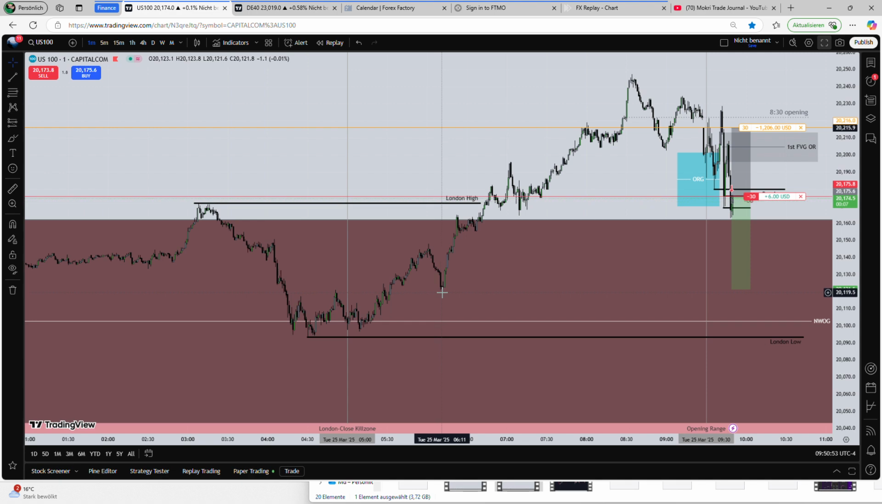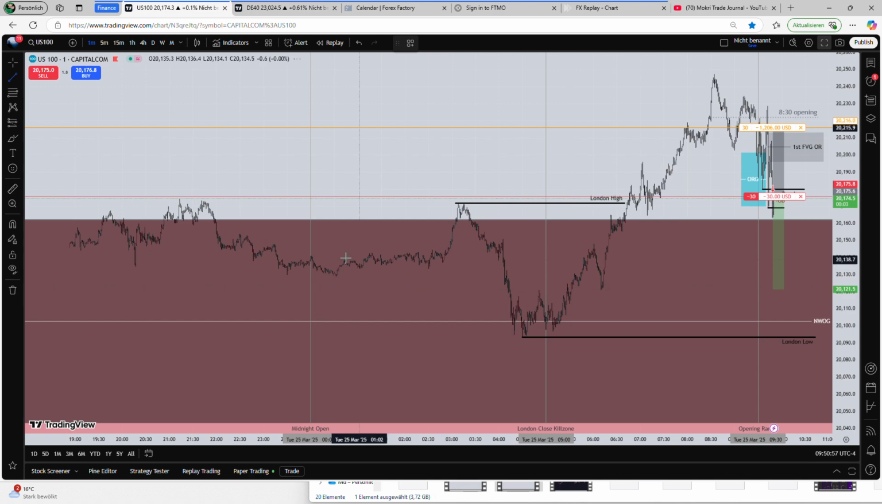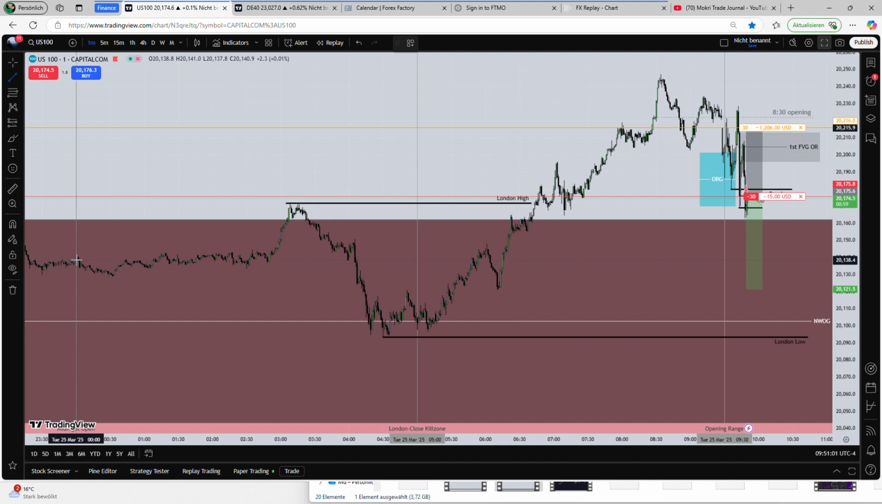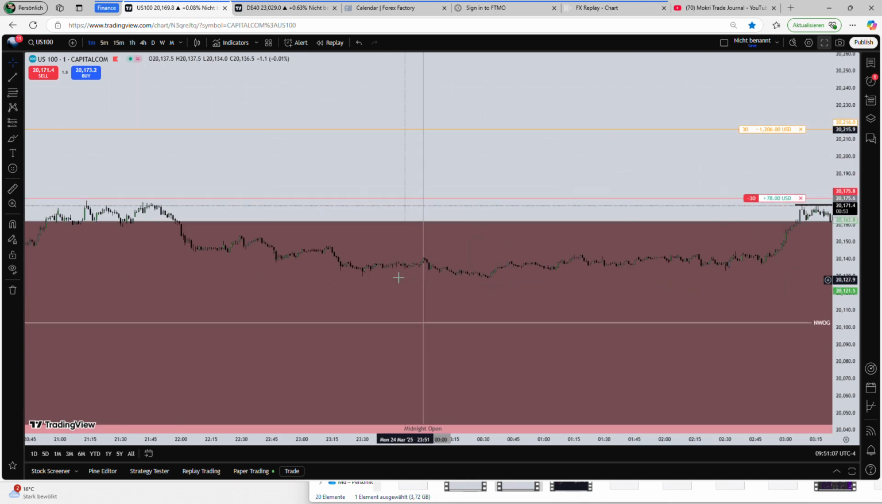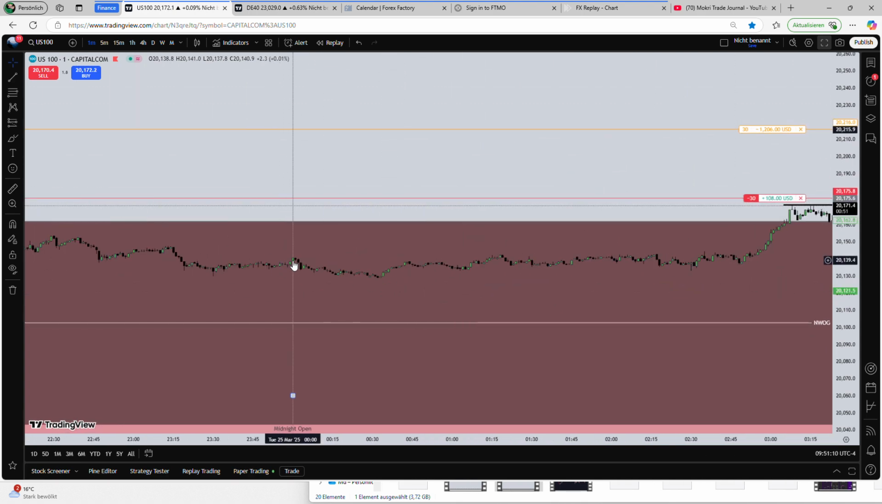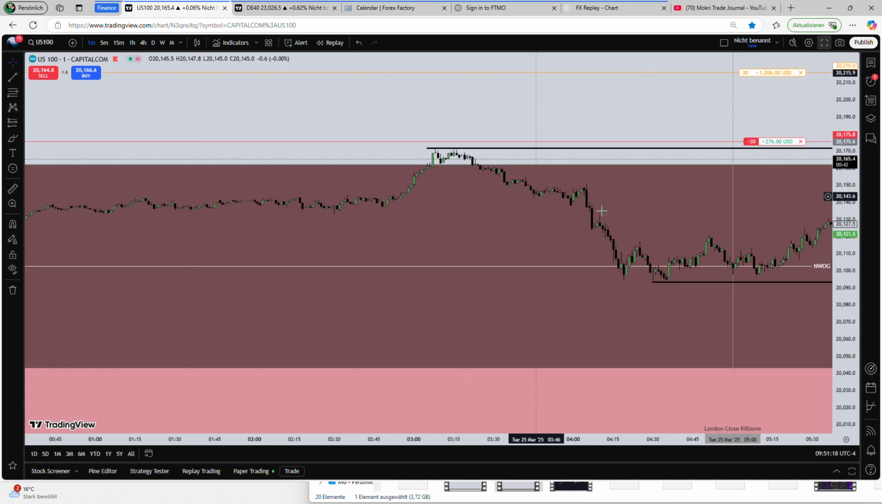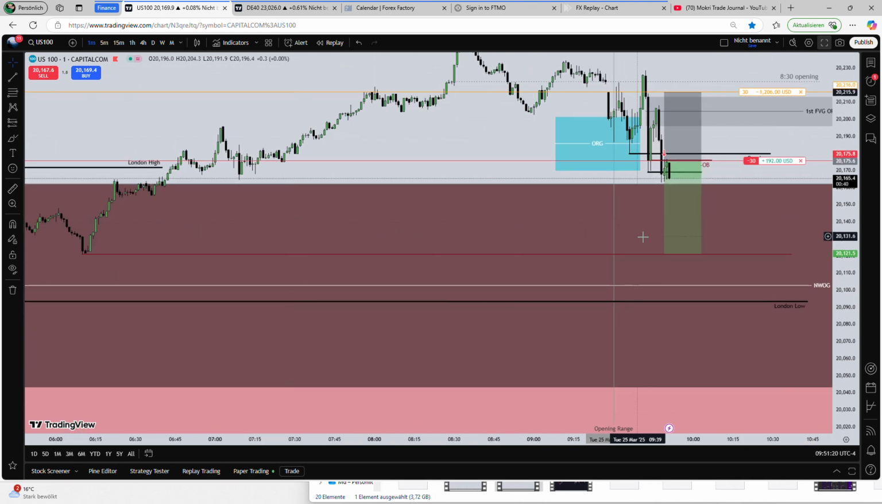So this is, as I said, the minor sell side liquidity. This here is the midnight open. Okay, right here, which I don't know which level it is. Let me just look at it for a second. This is the midnight open. Where's the opening? Right there. So 20,138.8. This is the midnight open, and I'm not gonna be short below the midnight open.